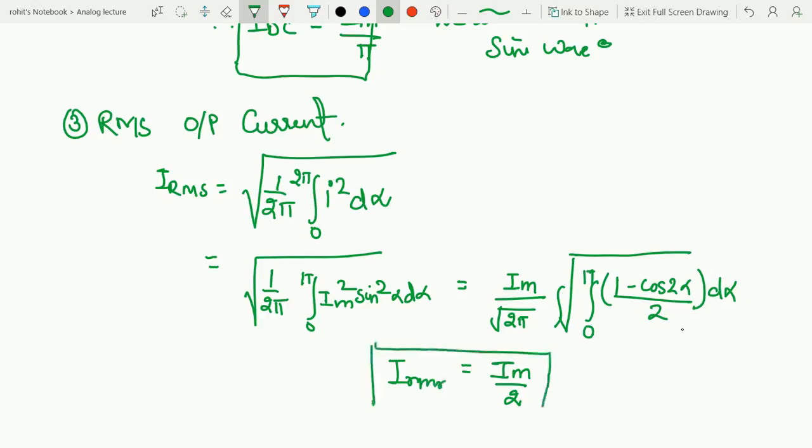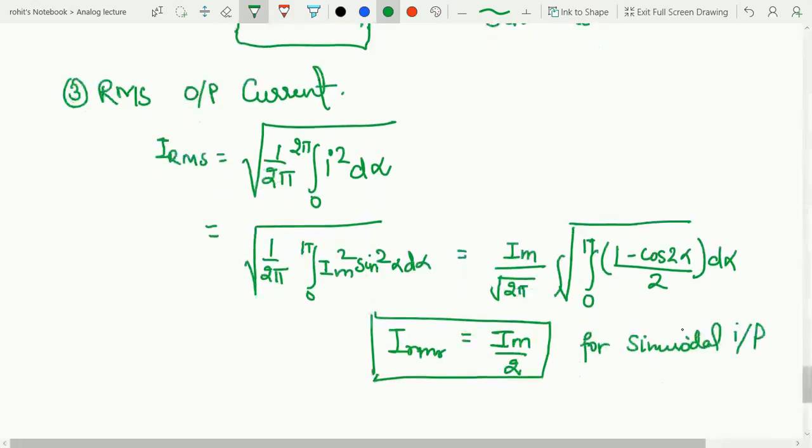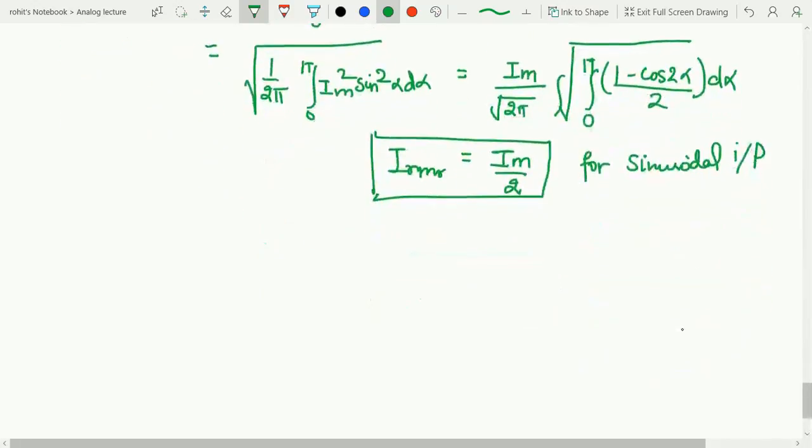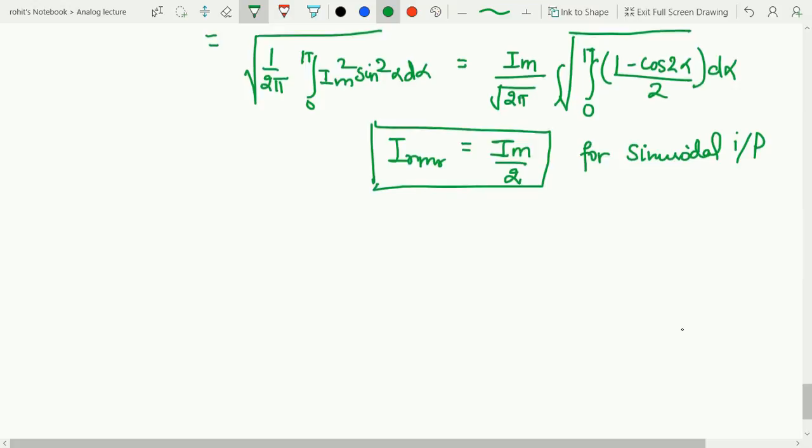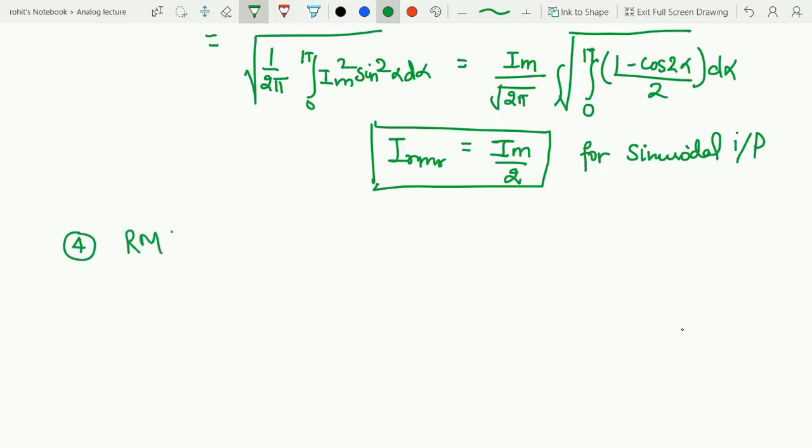So it's a standard result for sinusoidal input. For square wave and triangular wave, you should calculate yourself. And at the last, I'll give a table for all the values. So just remember, because every time you calculate, it will take time. So now we have the RMS value of the AC component.